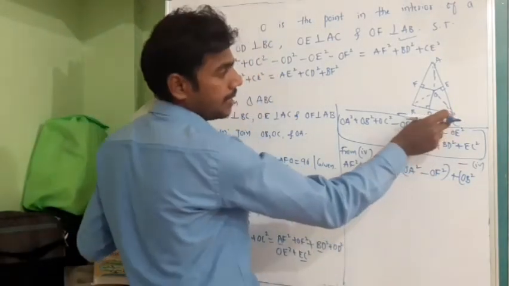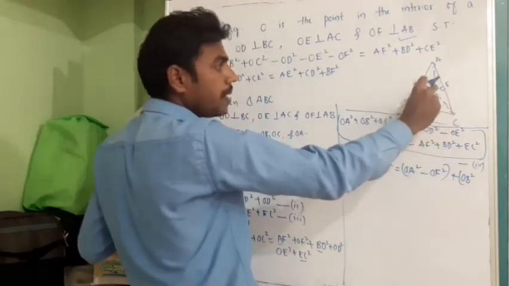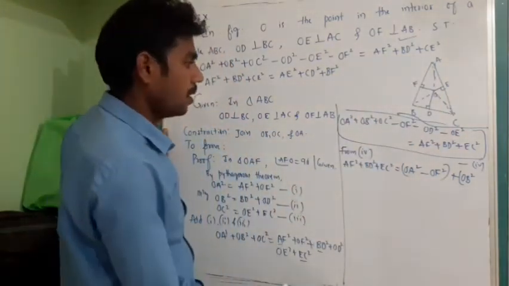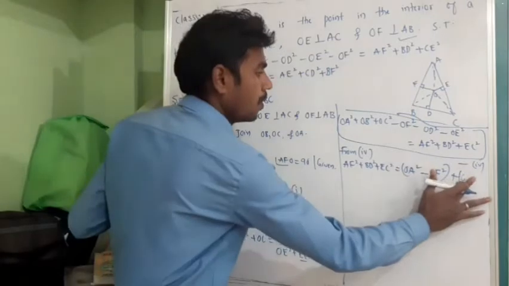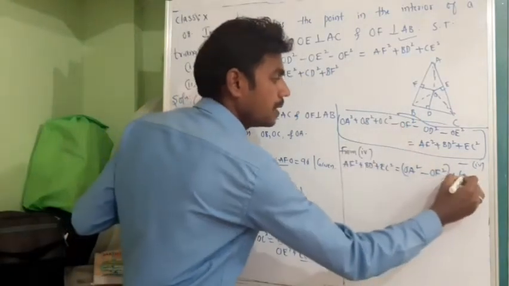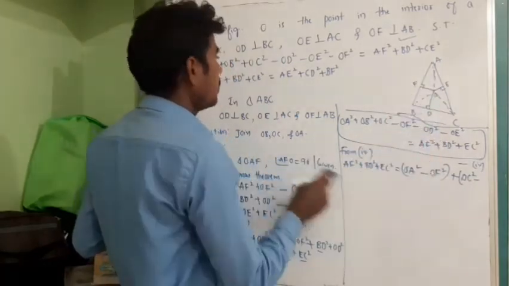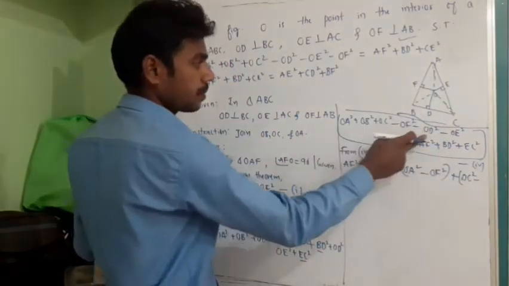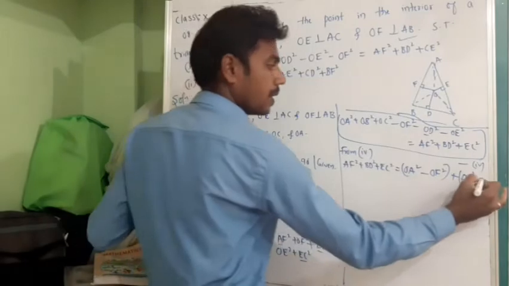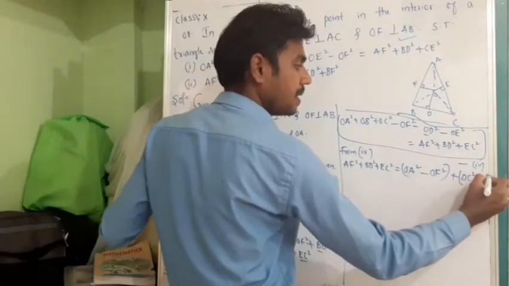this is a triangle CD. So I need OC square minus OD square. Is it there or not? See. Where is OC square? OC square is here. Minus what I need? OD square. Is OD square there? OD square. You need to rearrange that, that's it.